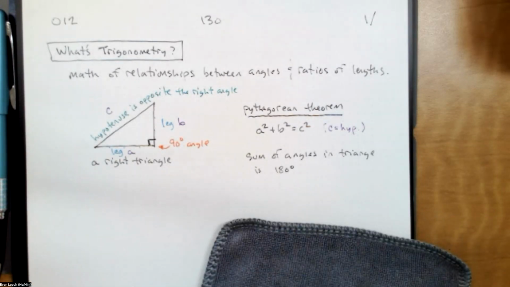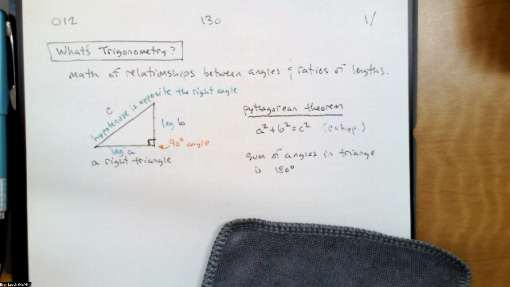That's great. There's two things that we know about right triangles. We know that the sum of the squares of the legs of a right triangle is equal to the square of the hypotenuse. And we know that the sum of the angles in any triangle, right or not, is 180 degrees. That's two things that we know.